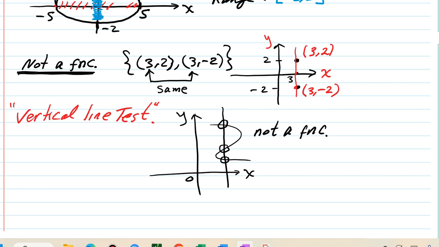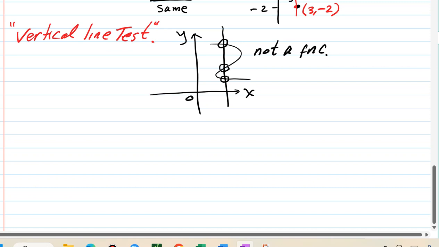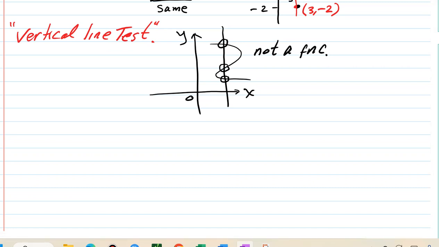I use FNC, short for function. A lot of people do that. Okay, so there you have it, the vertical line test we talked about.